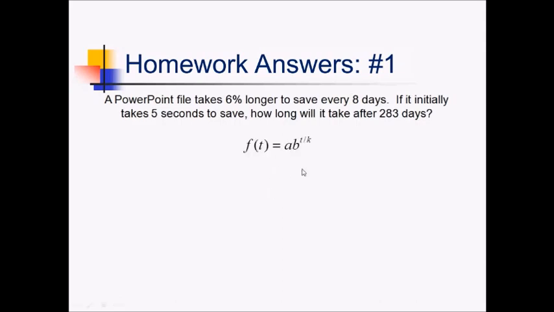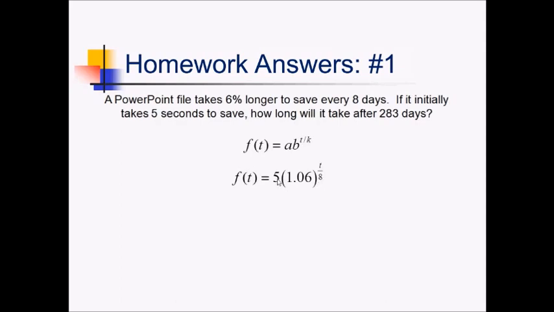Going through and filling in some of these values now, the A value, the initial value, is 5 because it's 5 seconds initially. And then the B value, what we're multiplying by every so often, well, it's going up 6% each time, so that's going to be 1.06 for the B value. And then we're going to have T over the K value of 8, because we want to wait until we get to 8 days before multiplying by a full 1.06. So here's everything in place.